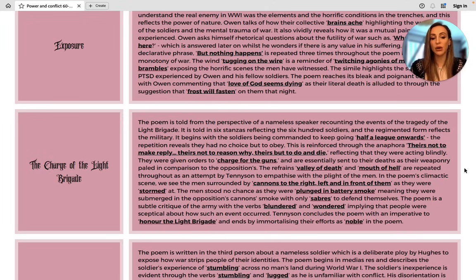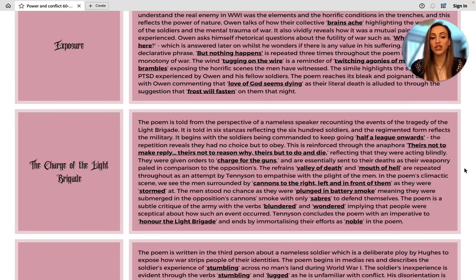It begins with the soldiers being commanded to keep going half a league onwards. The repetition reveals that they had no choice but to obey. This is reinforced through the anaphora, theirs not to make reply, theirs not to reason why, theirs but to do and die, reflecting that they were acting blindly.